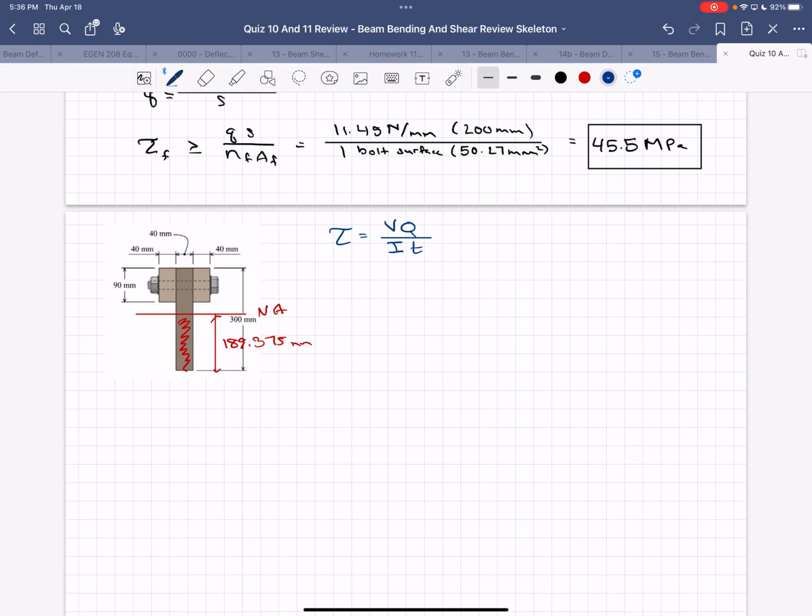All right, and Q, this is going to be the area for Q. So we've talked about that. So Q equals the area. I'm going to do it the same way I always do. Y bar equals 189.375 divided by 2 millimeters. Then we have 189.375 millimeters times 40 millimeters.